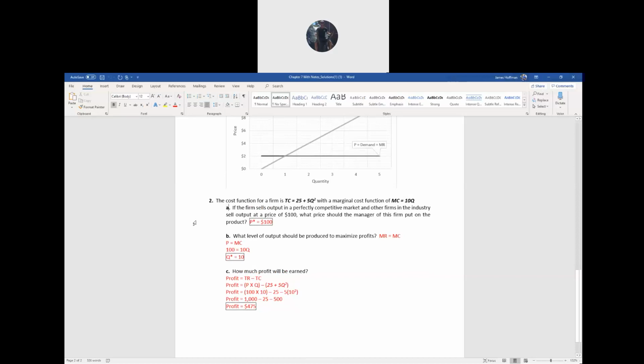So part A, if the firm sells output in a perfectly competitive market and other firms in the industry sell output at a price of 100, what price should the manager of this firm put on the product? This is kind of a trick question, because if it's a perfectly competitive firm and all the other firms are charging 100, remember this is a price-taking scenario, so if the price is set at 100, they have to charge 100.